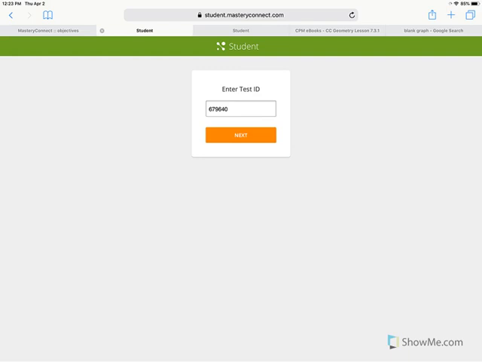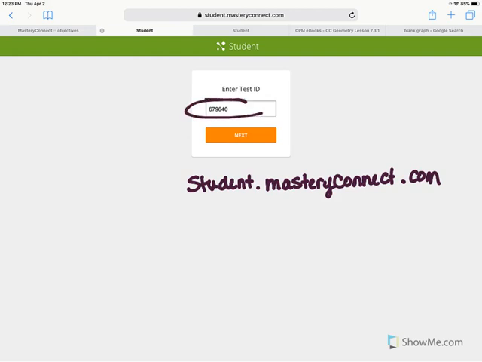So you guys are going to go to student.masteryconnect.com. And when you go there, it's going to take you to this page, and I have already entered in our first test ID. So this is what you will do, and then you'll click next.